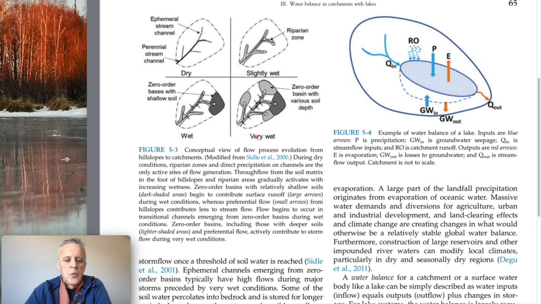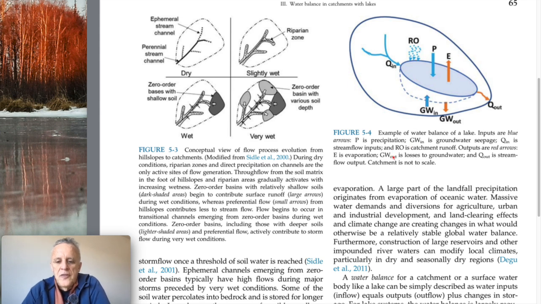And then this is a very wet environment where you see a lot of contribution to the stream, where the soil is dry, and then of course contribution at the surface level for very wet soil here. And for the gray area, the lighter shaded area, including those with deeper soil and preferential flow, they actively contribute to storm flow during very wet conditions. So here we also have contribution from this deeper soil to the surface and to the stream itself.